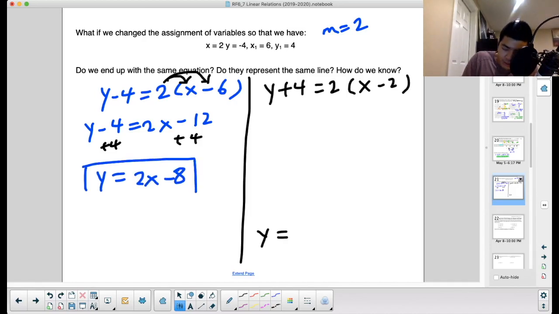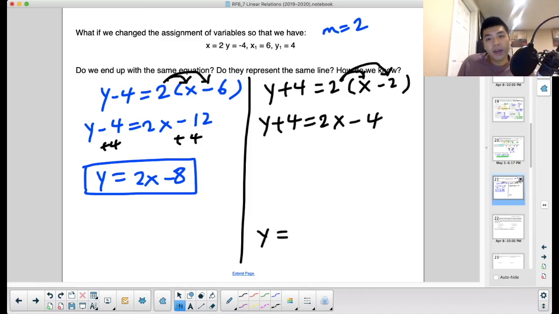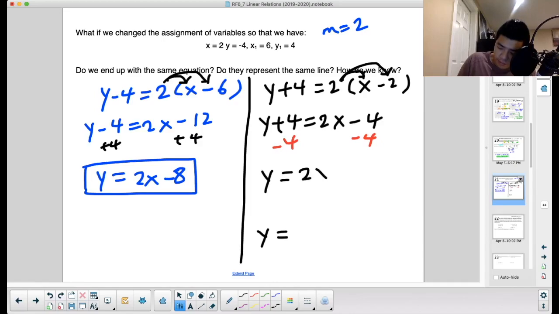Okay, so that's what we get for this equation on the left side. And we're going to do the same thing now, except on the right side. So let's try that one out. I'm going to distribute those out. So we have 2x minus 4 over there on the right. And we're going to try to get that y by itself. So we're going to subtract 4 from both the left and the right sides. And we are now left with y is equal to 2x minus 8.